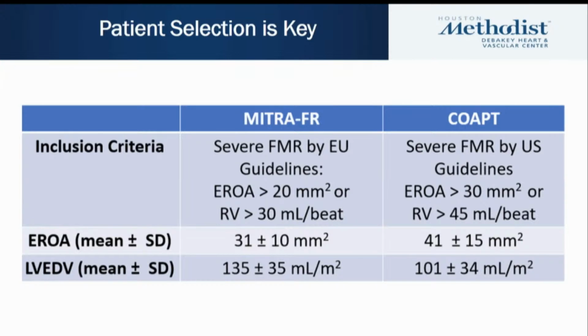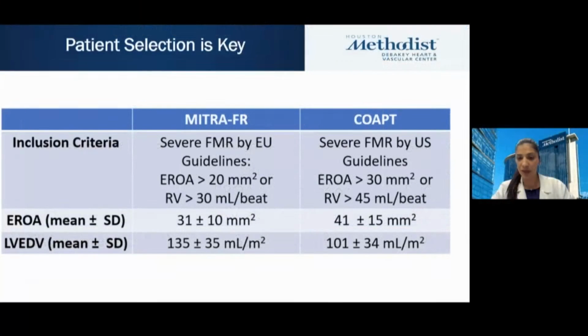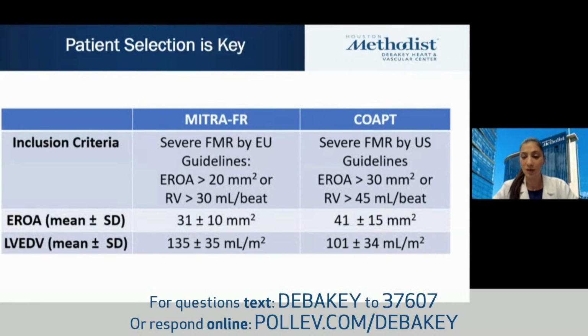In contrast, the COAPT trial used the severe functional mitral regurgitation criteria as set by the US guidelines, where the effective regurgitant orifice area was more than 30 millimeters squared or the regurgitant volume was 45 cc's. The population that was enrolled was also significantly different, in that the effective regurgitant orifice area was larger in the COAPT cohort and the LV end-diastolic volume was smaller. So more severe MR with smaller ventricles.